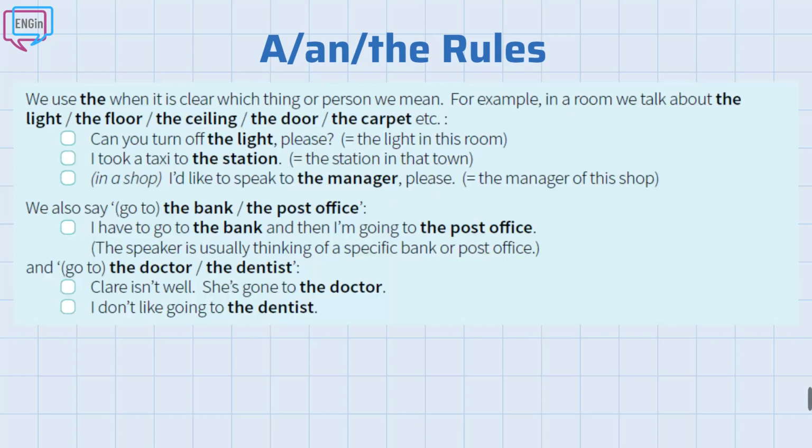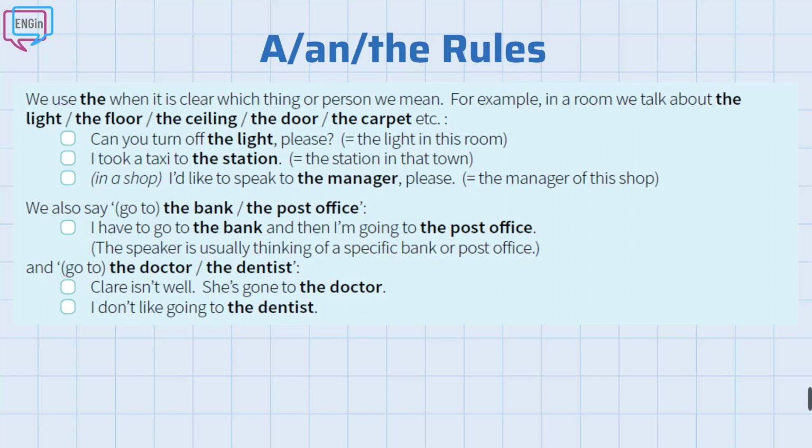Also mention that we use the when it is clear which thing or person we mean. For example, in a room we talk about the light, the floor, the ceiling, the door, the carpet, etc. Can you turn off the light, please? I took a taxi to the station. So there's one station in your city. There's no other station we could be going to.